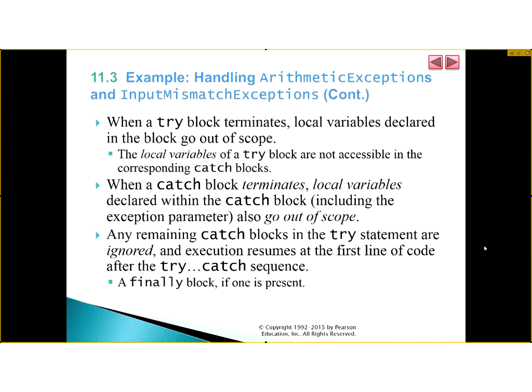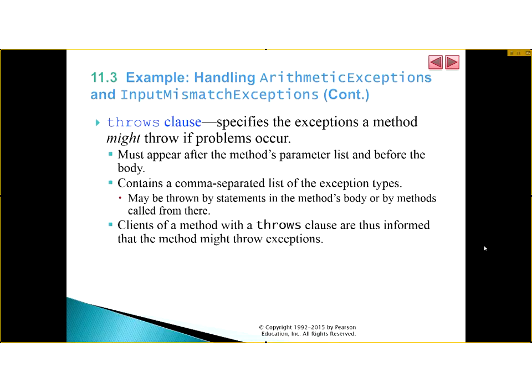When a try block terminates, local variables declared go out of scope. Keep that in mind. The scope is the try. When the catch terminates, local variables declared also go out of scope there, so be careful where you're declaring your variables. Once a catch block catches it, the remaining catch blocks are ignored, and finally will run if it's there.